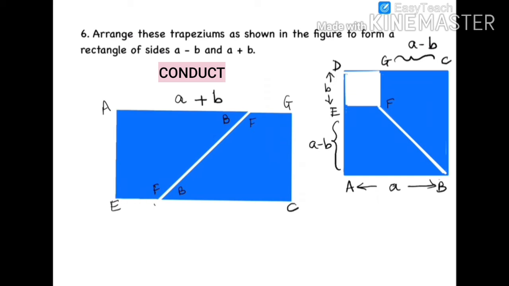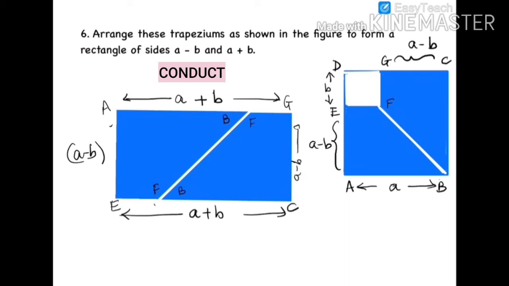Similarly, EF from the original figure is B and BC from the original figure is A. So EC is going to be A plus B. And AE from the original figure is A minus B. Similarly, GC will be A minus B. So we have found the length and the breadth of this rectangle.